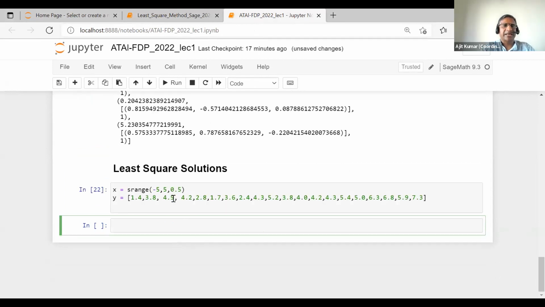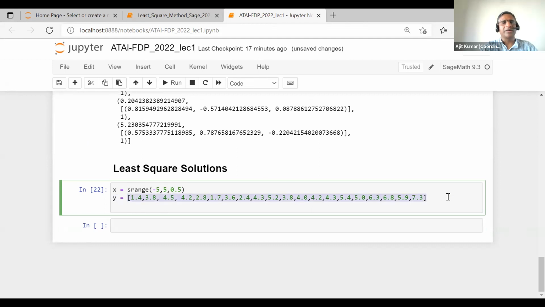X is srange from -5 to 5, comma 0.5. If you remember, range gives me only arithmetic progression with integer increment. With srange you can have non-integer increment also. So here it is varying from -5 to 5, with an increment 0.5. So there will be 20 such points. And then I have y coordinates, which are 20 numbers.